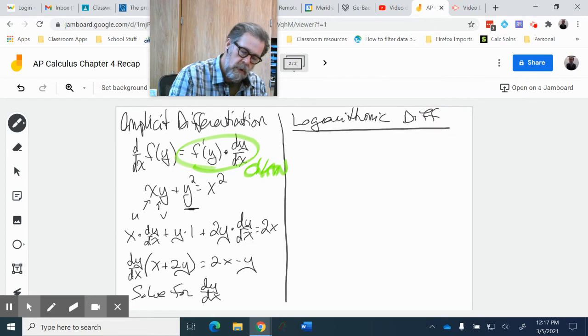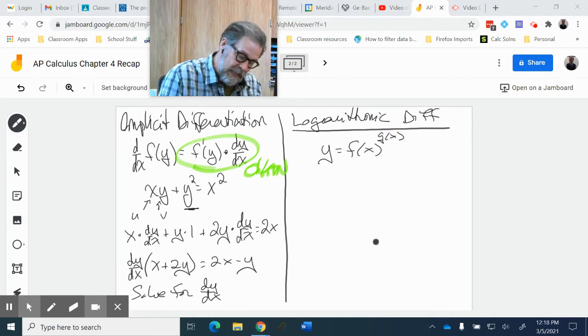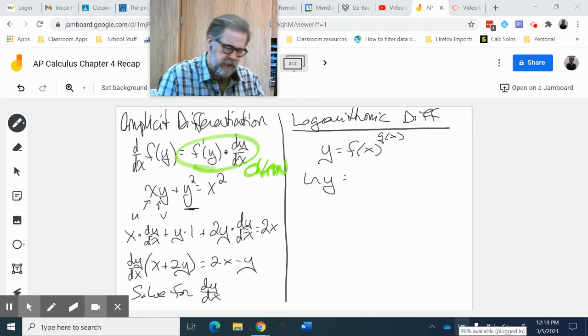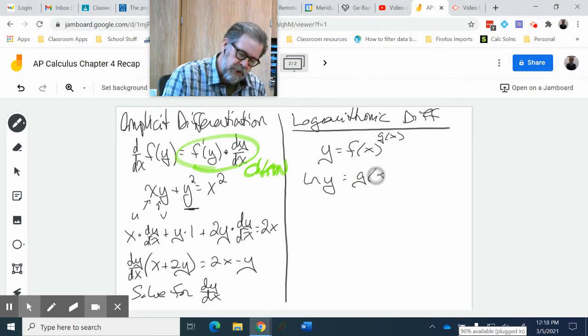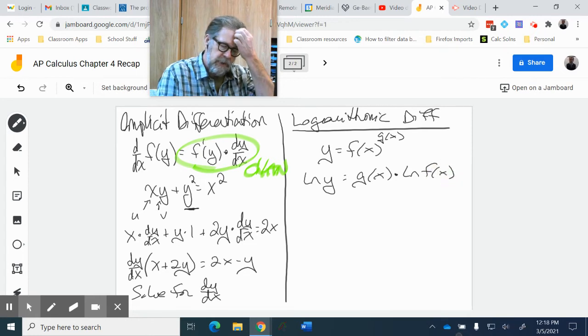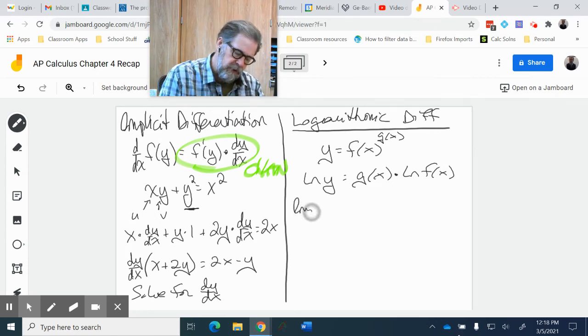We use logarithmic differentiation when we have y equals some function raised to the power of another function. And the idea here is that if we take the log of both sides, and I'll use natural log because it's just simpler to write, it doesn't really matter, ln y is equal to g of x times the log of f of x. Take the natural log of that, and then we can move the power out front. And then we can use implicit differentiation on this side. This will be 1 over y times the derivative of y. And we'll use the product rule on this side.